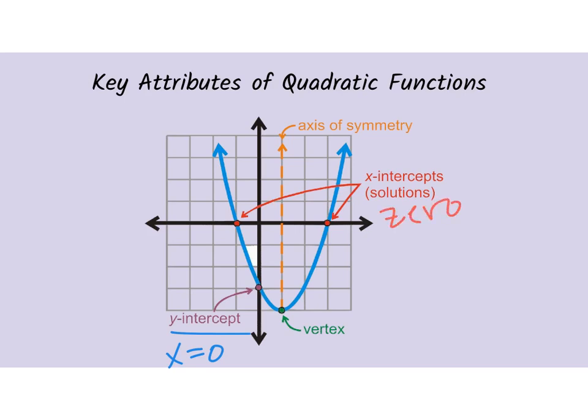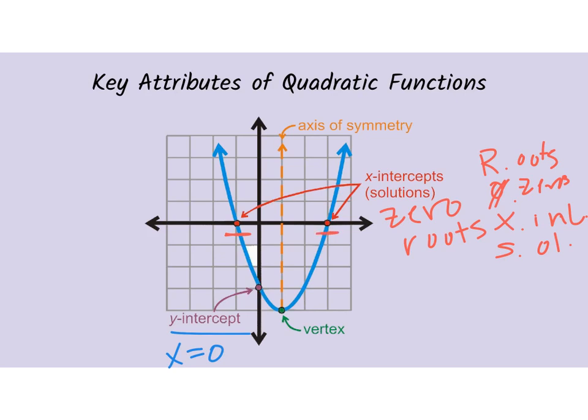Zeros, x-intercepts, solutions, and they're also called, and you'll learn why a little bit later, the roots. I used to have this little foldable thing we used to do, and we called them roots, zeros, x-intercepts, and solutions. They all mean the same thing. They're all these points here where the parabola crosses the x-axis.